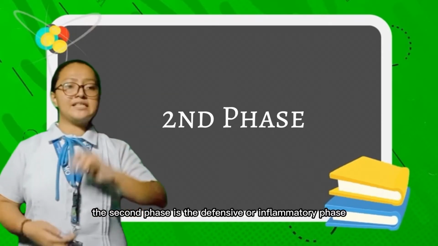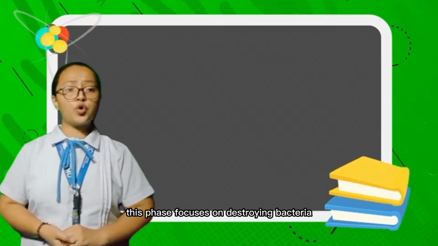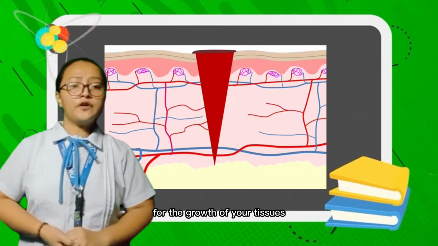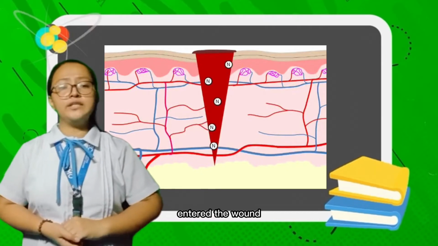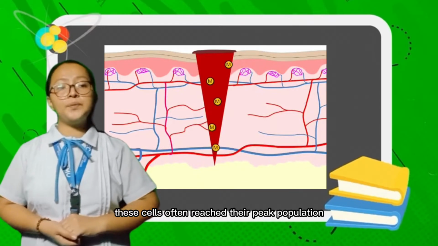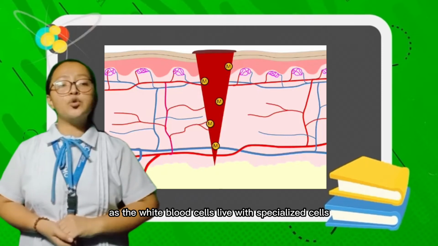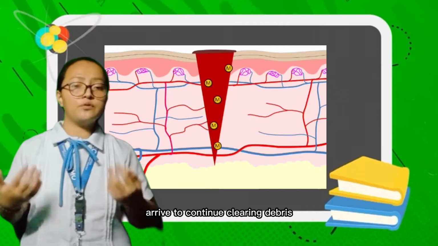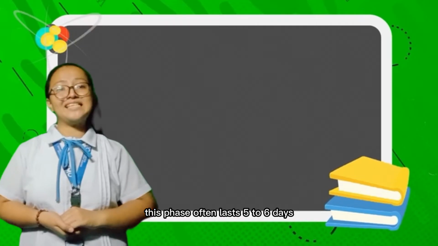The second phase is the defensive or inflammatory phase. This phase focuses on destroying bacteria and removing debris, essentially preparing the wound bed for the growth of new tissues. During phase 2, neutrophils enter the wound to destroy bacteria and remove debris. These cells often reach their peak population between 24 and 48 hours after injury. As the white blood cells leave, specialized cells called macrophages arrive to continue clearing debris. This phase often lasts 4 to 6 days.